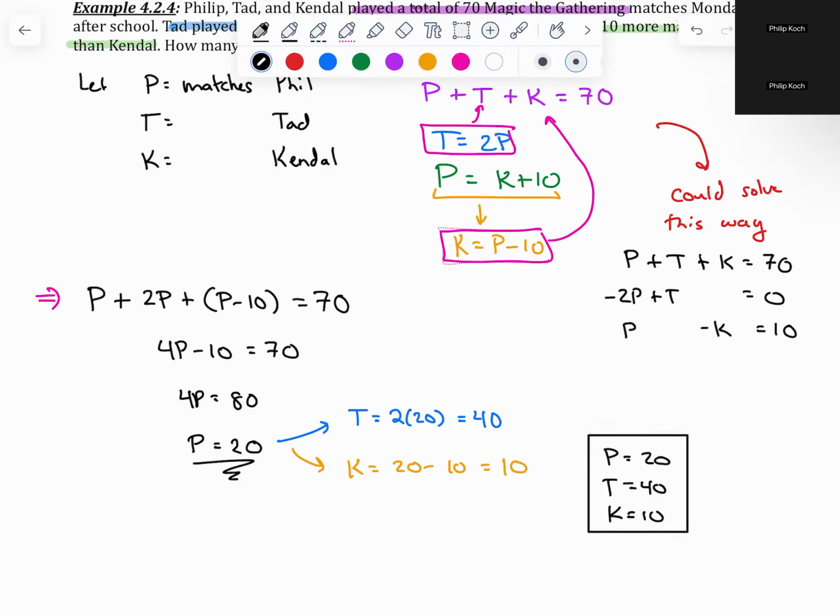Which is interesting. Kendall must have just brought a bad deck because Kendall's usually the best out of the three of us. Not that this would be me, but if it were. Yeah, well, you. Yeah. Imagine.